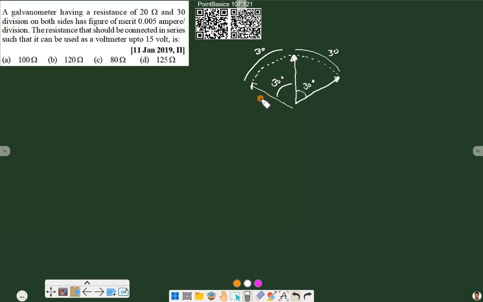So the galvanometric current Ig will be the number of divisions, that is 30, multiplied by its figure of merit, also known as current sensitivity, 0.005. So 5 into 10 raised to power minus 3, that will be 150 into 10 raised to power minus 3, or 15 into 10 raised to power minus 2. This is the value of the galvanometric current.